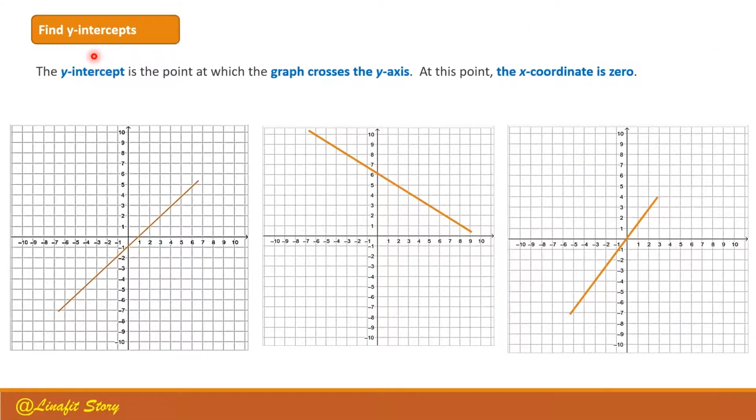Find y-intercepts. The y-intercept is the point at which the graph crosses the y-axis. At this point, the x-coordinate is 0. So for example, this graph crosses the y-axis at (0, -1). So the y-intercept is -1. And here is the second. The graph crosses the y-axis at (0, 6). So the y-intercept is 6. And the last one, this graph crosses the y-axis at (0, 0). So the y-intercept is 0.